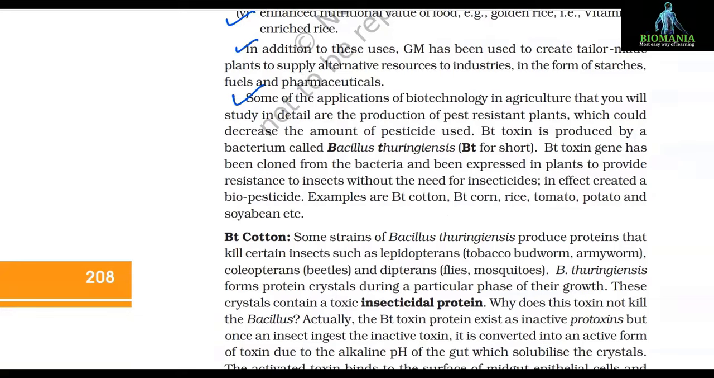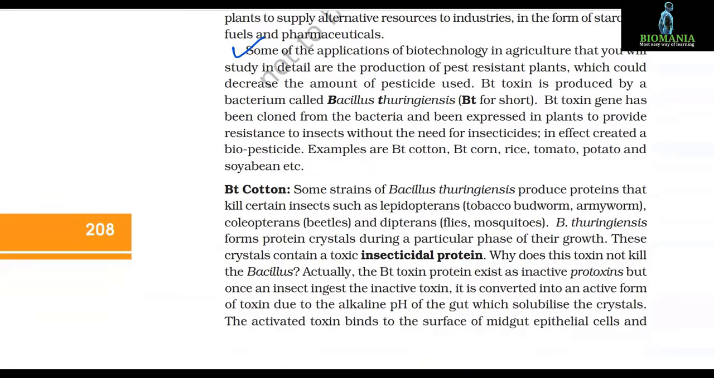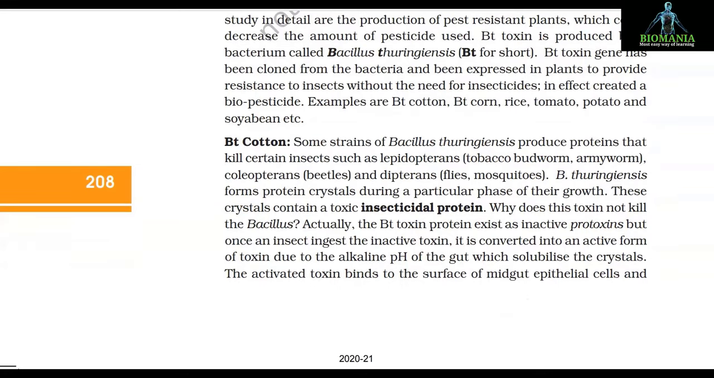Bt toxin is produced by a bacterium called Bacillus thuringiensis, Bt for short. Bt toxin gene has been cloned from the bacteria and been expressed in plants to provide resistance to insects without the need for insecticides. In effect, it created a biopesticide. Examples are Bt cotton, Bt corn, rice, tomato, potato and soybean, etc.